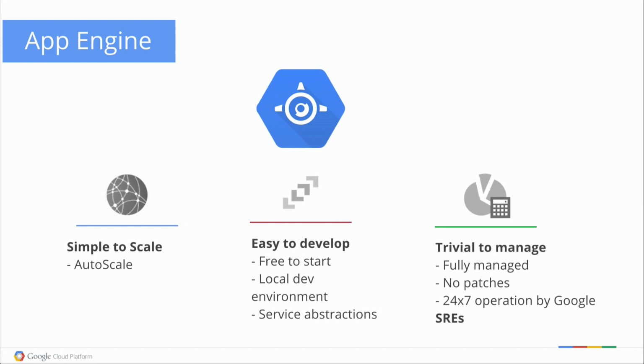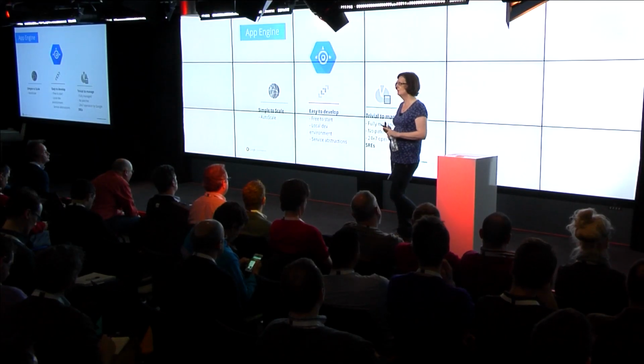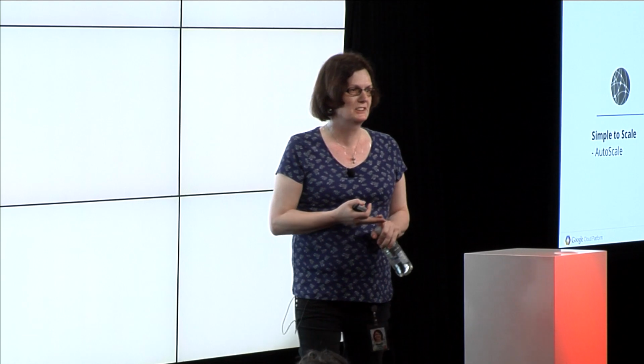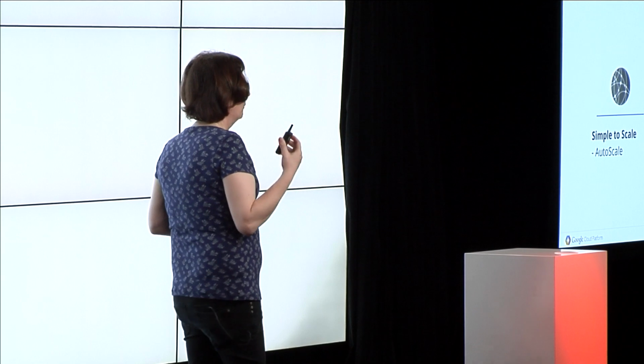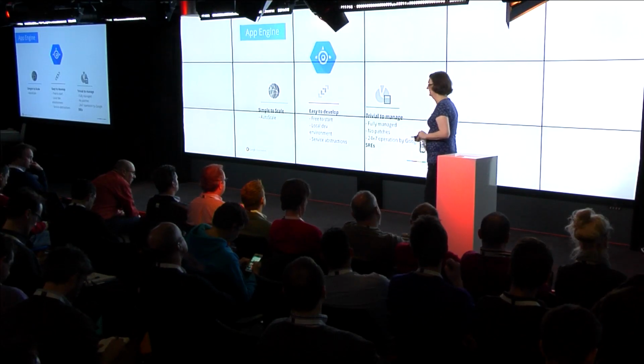It's also extremely trivial to manage. So App Engine is fully managed. It provides software stacks in the cloud. Currently, we support Python, Java, PHP, and Go. No patches. You don't have to worry about patching or upgrading these software runtimes. And they are operated 24/7 by what we call site reliability engineers. These are the guys that wear the pagers. These are the guys that get woken up at 2 a.m. in the morning to fix issues with App Engine.